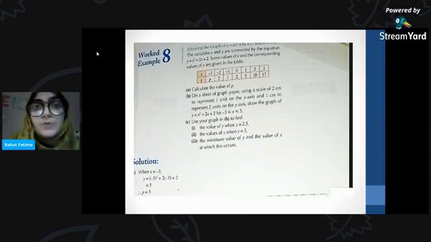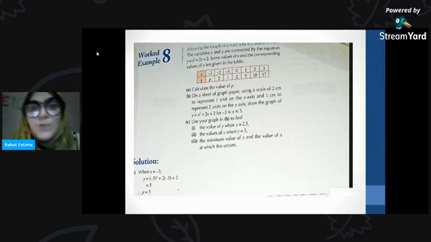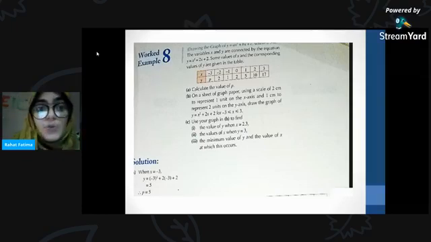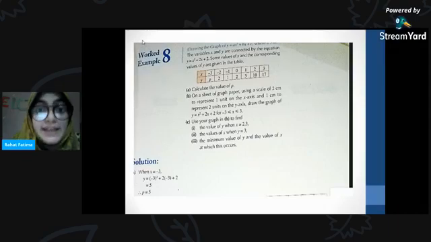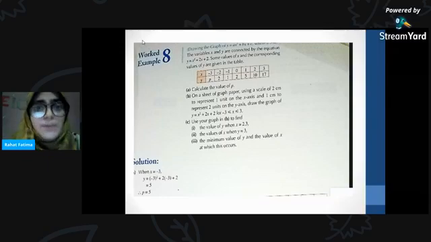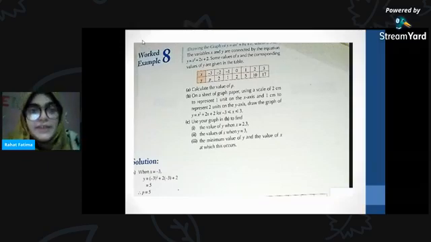So if you see over here, we are given a question that the variables x and y are connected by the equation y = x² + 2x + 2. This is the equation given to us. They're telling us that there are two variables, an x variable and a y variable. These two variables are connected to one another by the equation y = x² + 2x + 2. So what they have done is they've given us the table down.